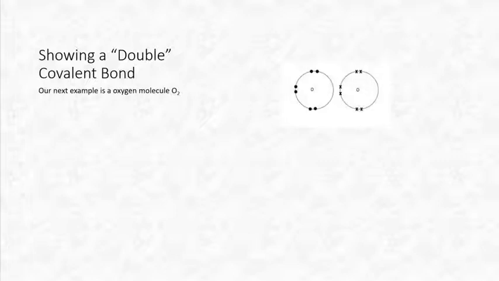Okay, how about the case of a double bond, or a double covalent bond? For this we're going to use the example of an oxygen molecule, O2. Each oxygen atom has 2 electron shells, and they have 6 electrons in their outer shells. Again, we've only shown the outer shell. So for each of those you can see 6 electrons marked.